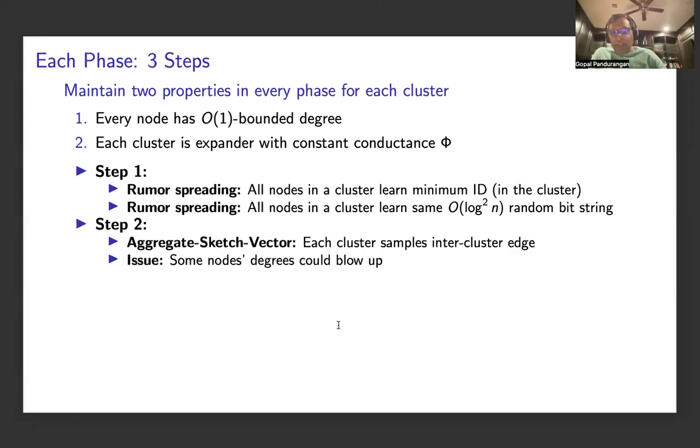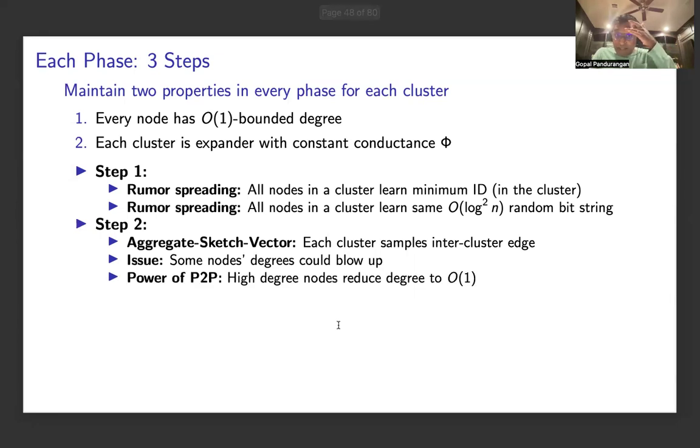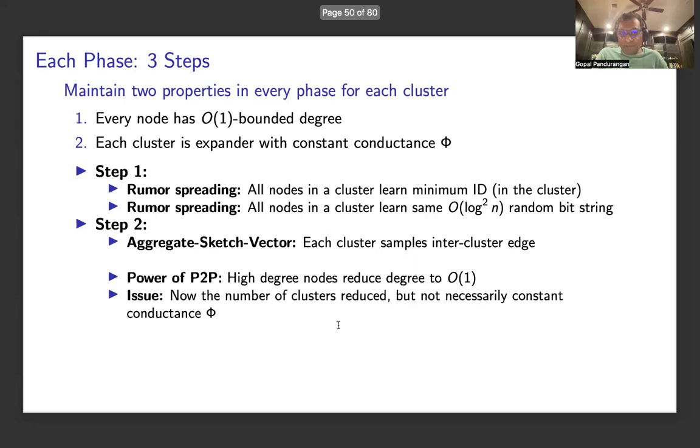And the point is, when I sample these outgoing edges, many edges can go to the same node, and thus some nodes' degree can blow up. But by using the power of P2P, we do a simple degree reduction so that we sparsify. If a node has high degree, we sparsify it. This can be done quite easily. This can happen if you have a star, a lot of nodes connecting to one node, and you sparsify that star by, let's say, a cycle, where every node has degree 2. So that trick we have to do.